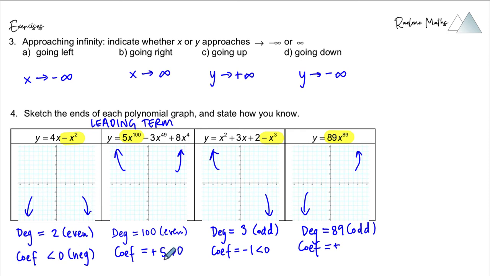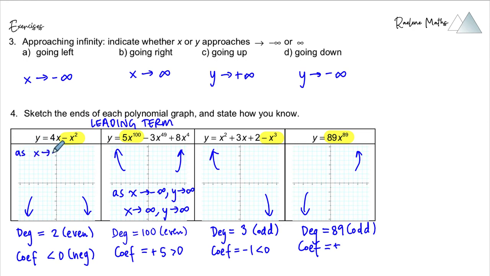In the second polynomial, the leading term is 5x to the 100, so the degree is an even exponent of 100, and the coefficient is a positive number. So both ends are going up. So here we would say as x approaches negative infinity, y approaches infinity, and as x approaches positive infinity, y also approaches positive infinity. So we can characterize that for each of these.